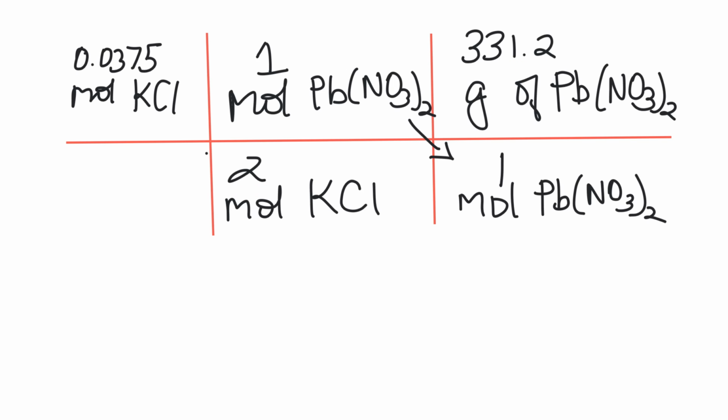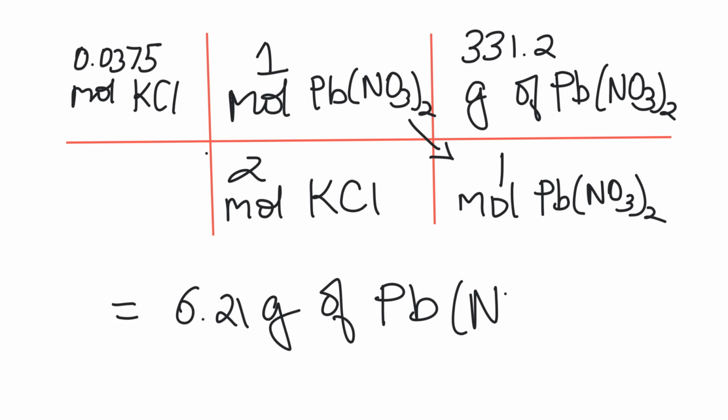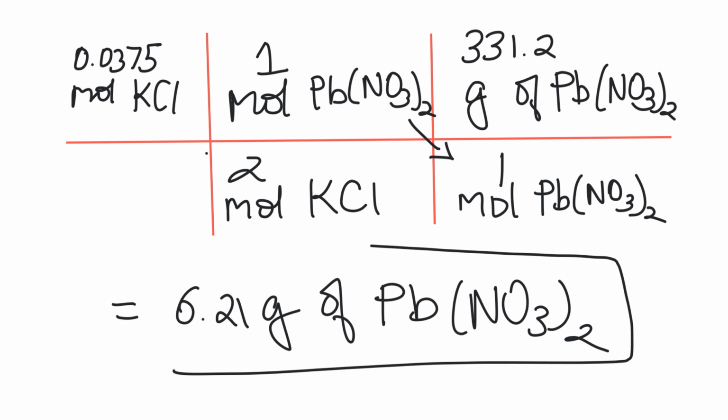So all I got to do now is multiply my moles by the molar mass and divide by 2 and calculate the answer, which gives me an answer of 6.21 grams of PbNO3. And that, my squids, is the answer to this problem. It means that if you have these many grams of this chemical, then it will react completely with all of this.